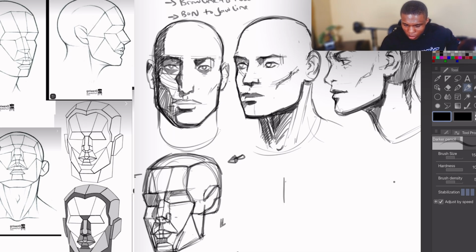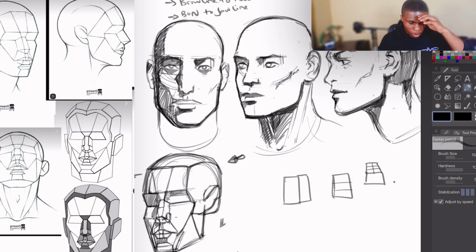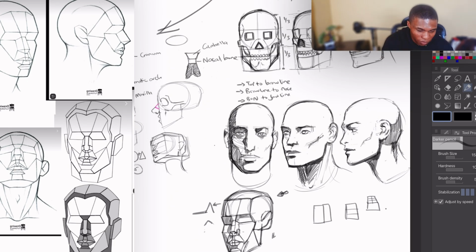Another simplified thing to do is just to use boxes. Boxes are very important. Front view, side view, three-quarter view, any view. You can just use boxes and then put the thirds of the face, and then you're good to go in terms of the head.